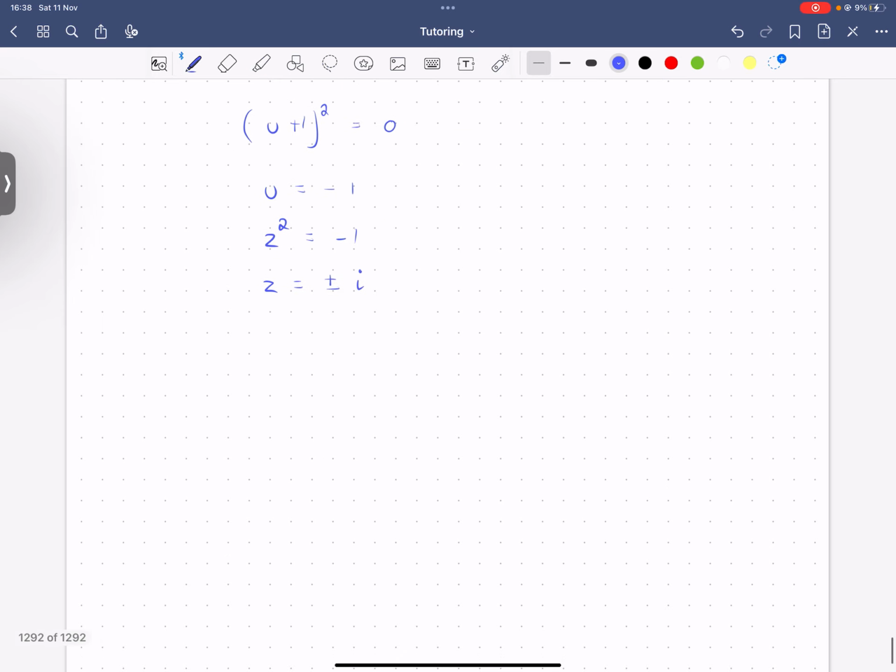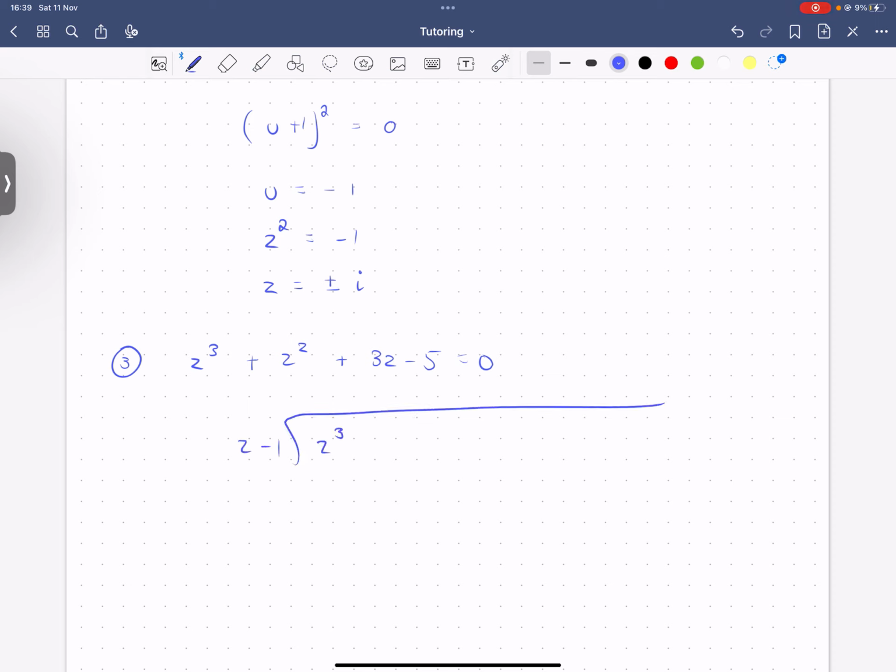Okay, number 3, we're asked to solve the equation z cubed plus z squared plus 3z minus 5 equals 0, and we're solving it if z is a complex number. Okay, so what we might do here is figure out if there's any solutions to this equation over the real numbers. So we might substitute in 1, so 1 cubed plus 1 squared plus 3 times 1 minus 5. Now 1 is a factor, so I'm going to factorize by z minus 1 and do some polynomial division.